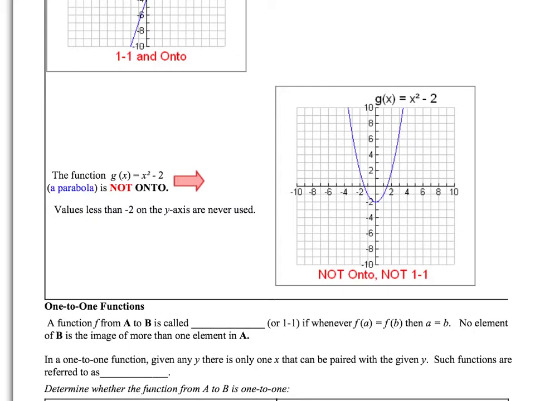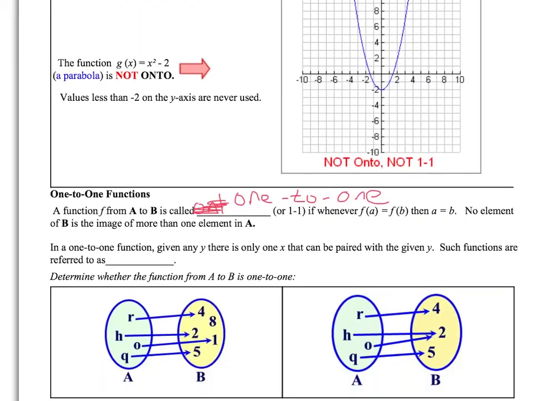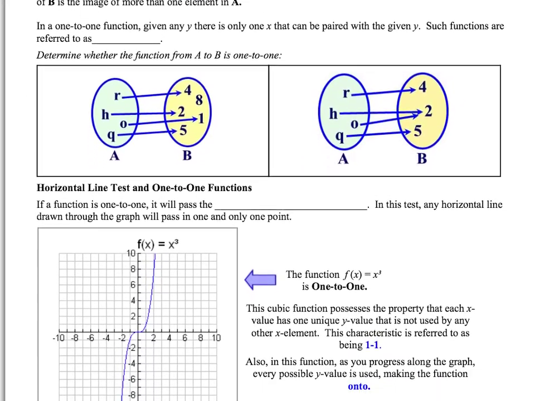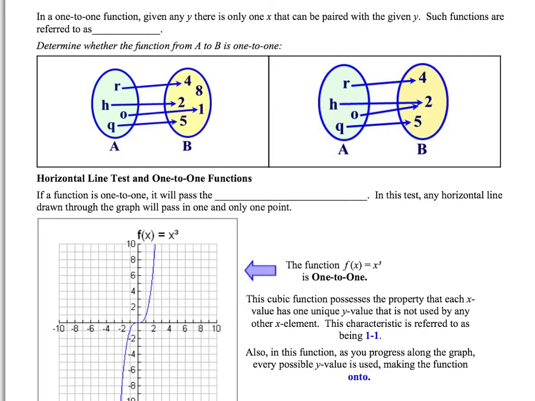A function f from a to b is called 1-to-1, or 1-to-1. You can see how I will abbreviate it in the future. Whenever f of a equals f of b, then a equals b. What that means is no element of b is the image of more than one element in a. You can't have a y value go to two different x's, is what it's really talking about here. So let's look. In a 1-to-1 function, given any y value, there's only one x that can be paired with the y. Such functions can also be referred to as injective.